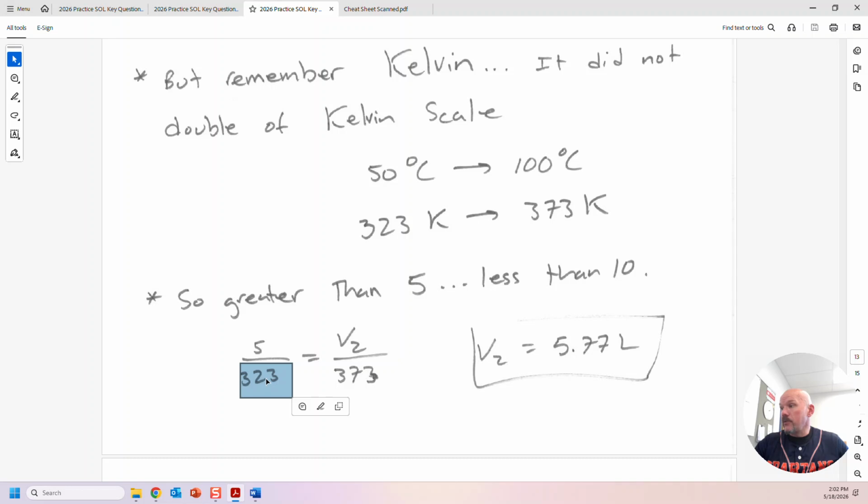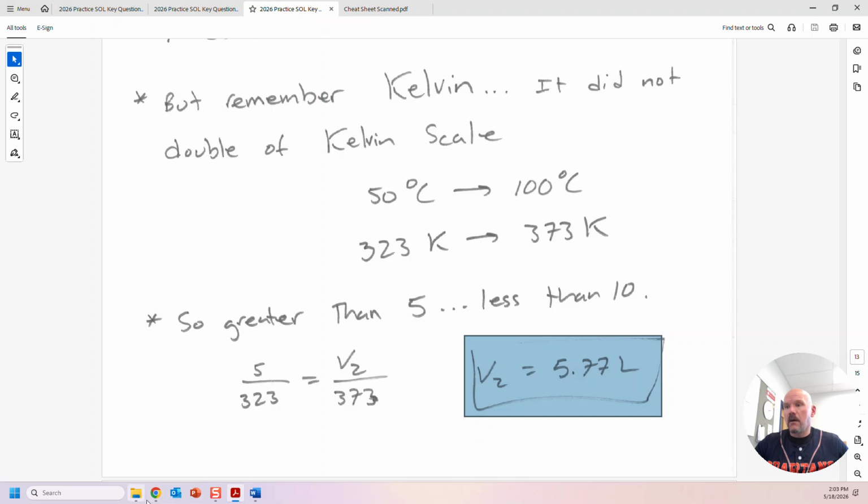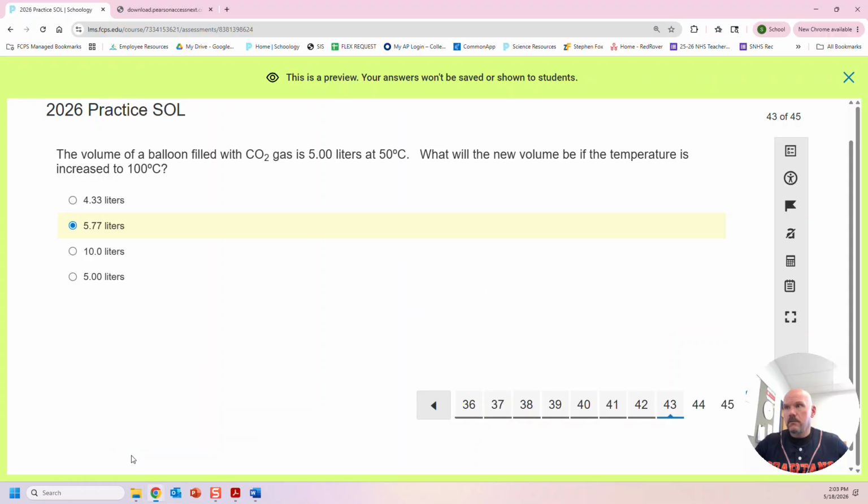T1 was 323 Kelvin. V2 is what we're solving for. And T2 was 373 Kelvin. So all we're going to do is 5 times 373 divided by 323, and that'll give us our volume. So it comes out to be 5.77, which is our answer choice. Okay.